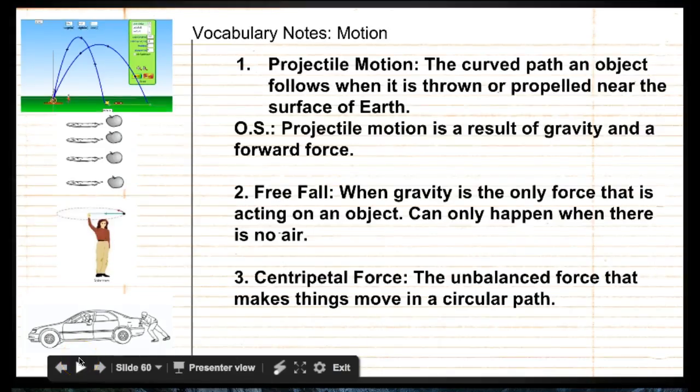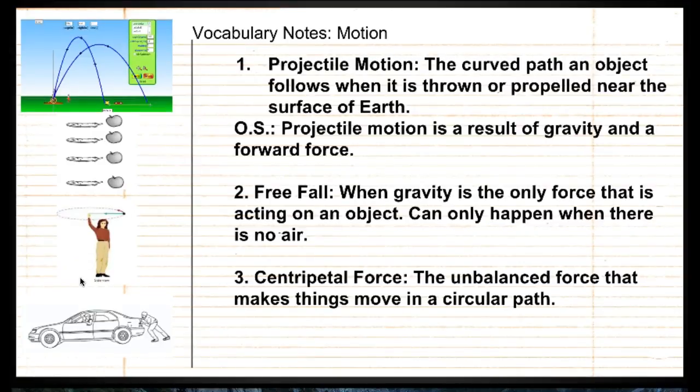Alright, go ahead and make an original sentence for centripetal force, and then draw this one with somebody holding a string and making a circle above their head with a rock or another object. And then make your original sentence.